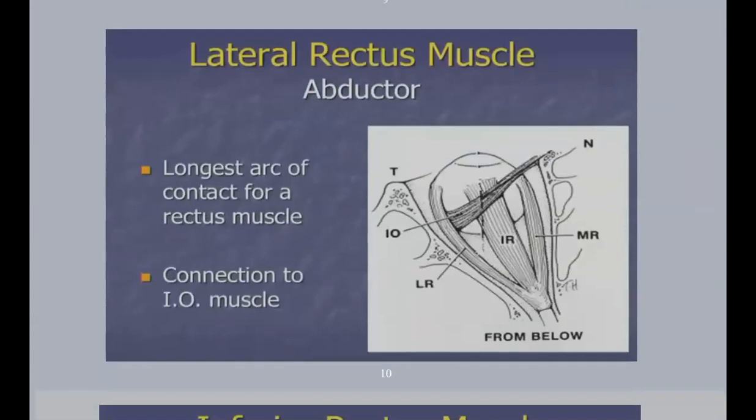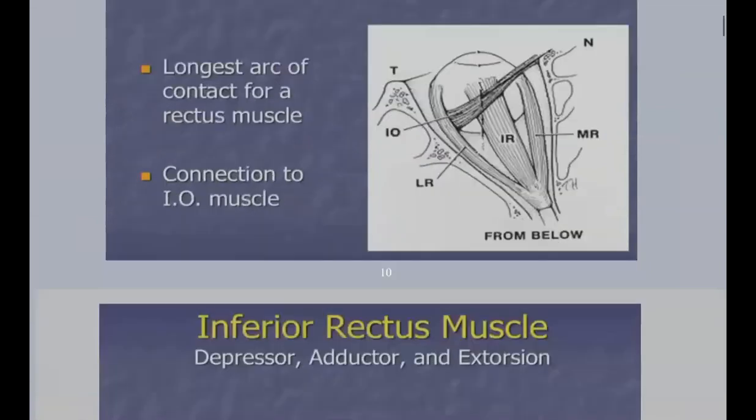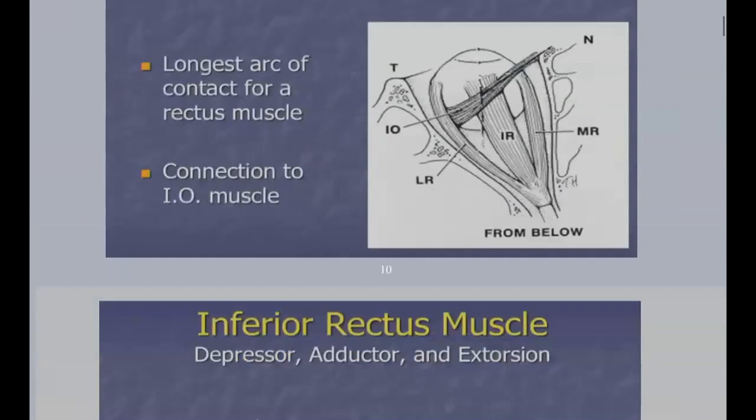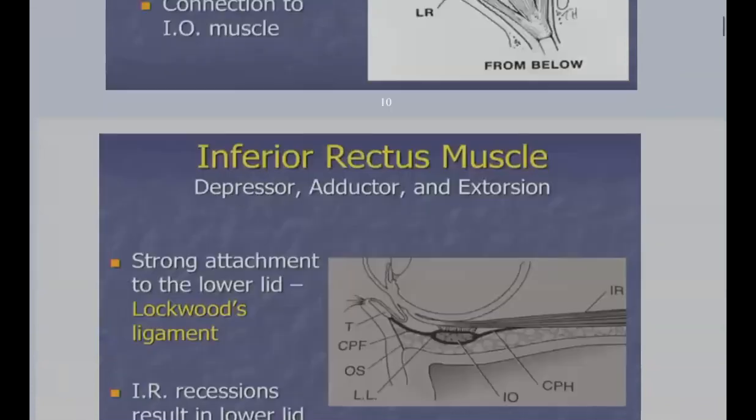About the lateral rectus, it has the longest arc of contact, and this means that the Faden procedure won't be effective for this muscle. Okay, so for the lateral rectus the Faden procedure won't be effective. I want to repeat this more and more. It has a connection to the inferior oblique muscle, and this makes slippage or loss of this muscle not that difficult like that of the medial rectus.